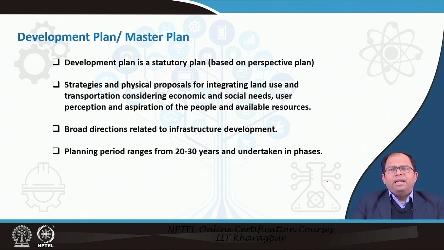For example, as I discussed in our earlier lecture, land use and transportation, even though they could be done separately, are very, very linked, and when they are done together, that results in a more sustainable plan. That means if we are aware of the transportation challenges when we set up land use, we will obviously design our land use in such a way that it doesn't create those transportation challenges. Or if I provide transportation in certain areas, it will definitely improve the potential of that particular land use. So an integrated land use and transportation plan, considering economic and social needs, user perception and aspirations of the people, and with the available resources, is the goal while preparing a development plan for a particular urban area.